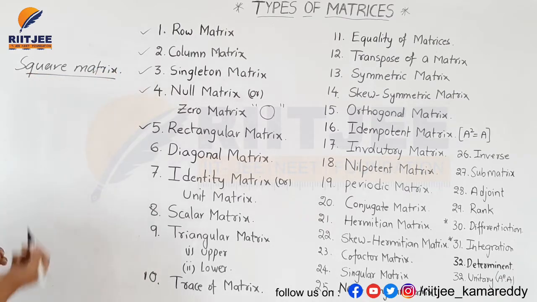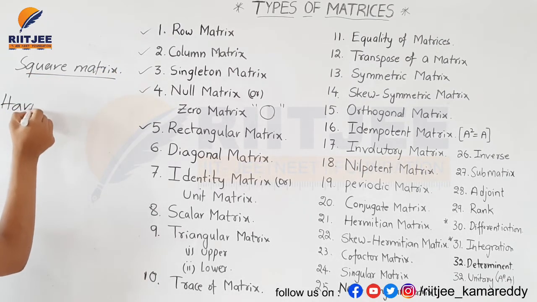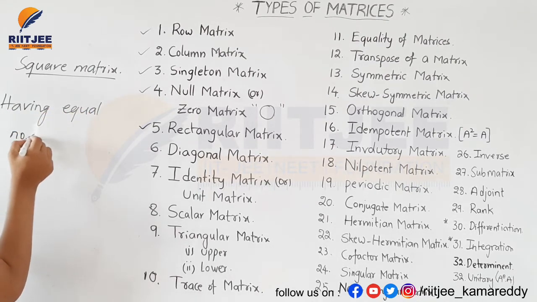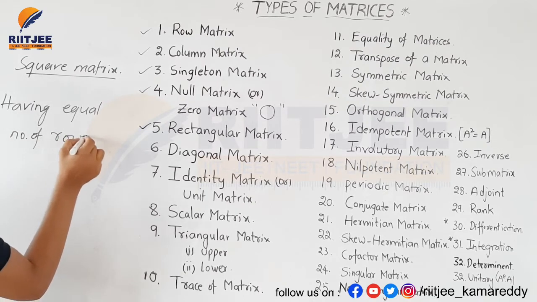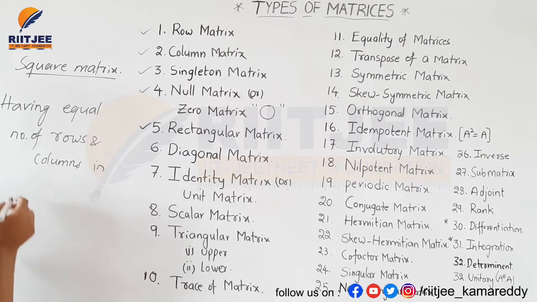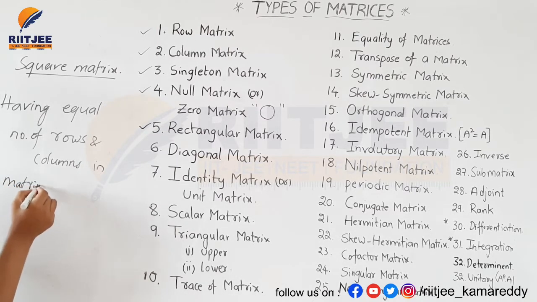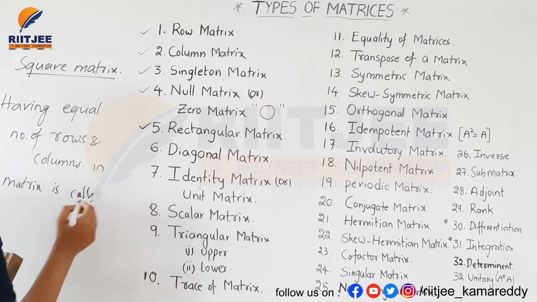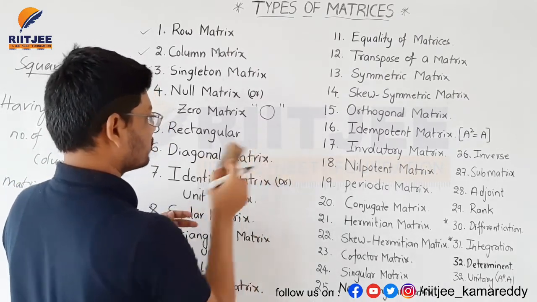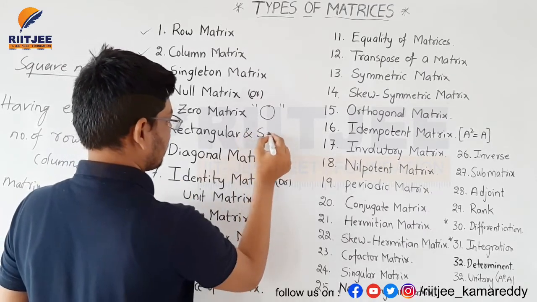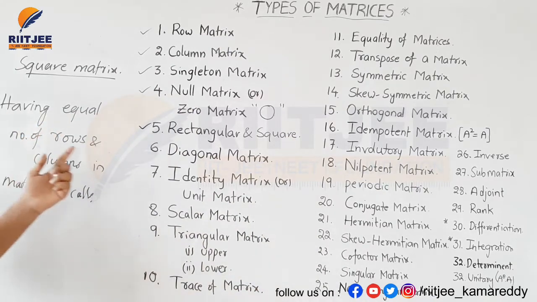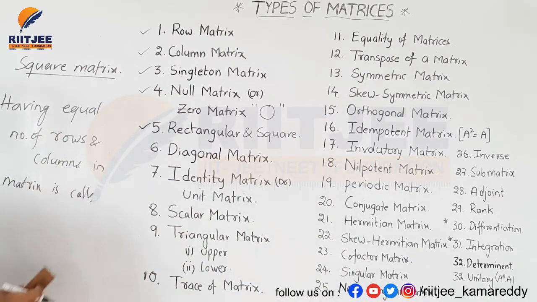A square matrix is nothing but having an equal number of rows and columns in a matrix. Matrices are either rectangular or square. A square matrix is nothing but having equal number of rows and columns in a matrix.